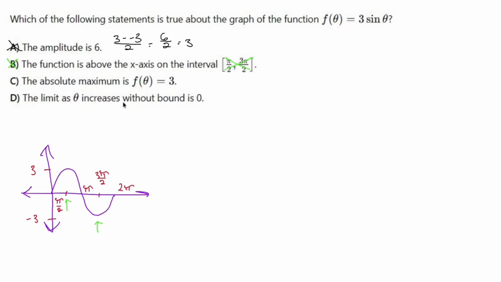The absolute maximum is when f of theta equals 3. Well, there's 3. It's going to be the absolute maximum right there. That is a true statement.